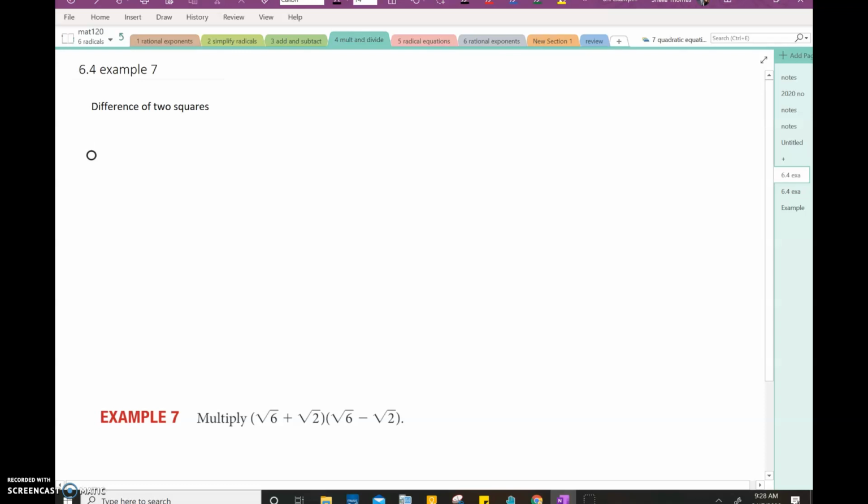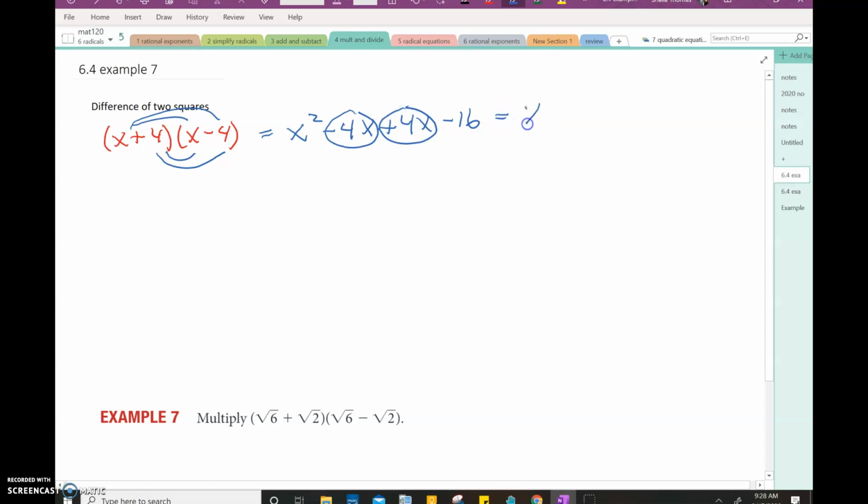The difference of two squares concept is if you have something that looks like this and you go to multiply it out, you can use any method you want. So that would be x squared minus 4x plus 4x minus 16. Combine your like terms. X squared minus 16. Notice the inside terms cancel out. So that would be one method that we did.